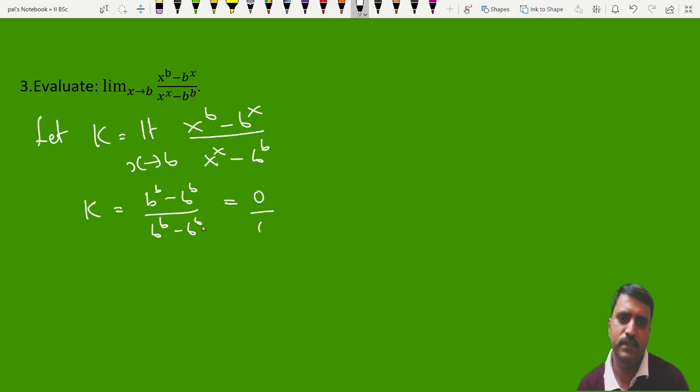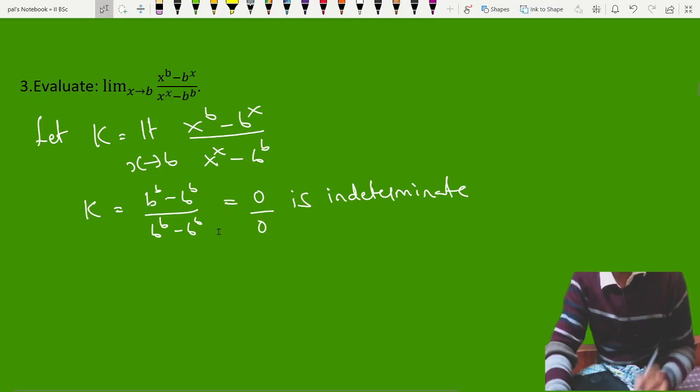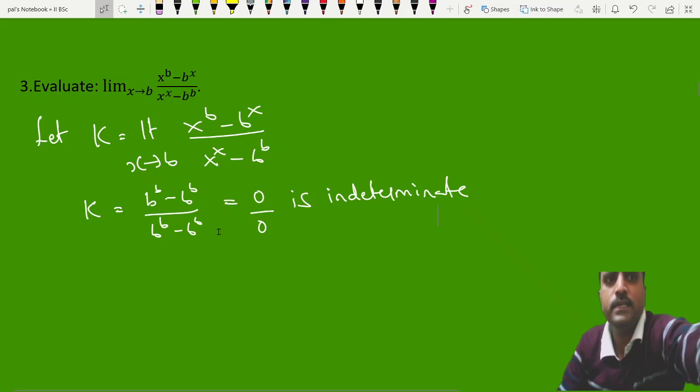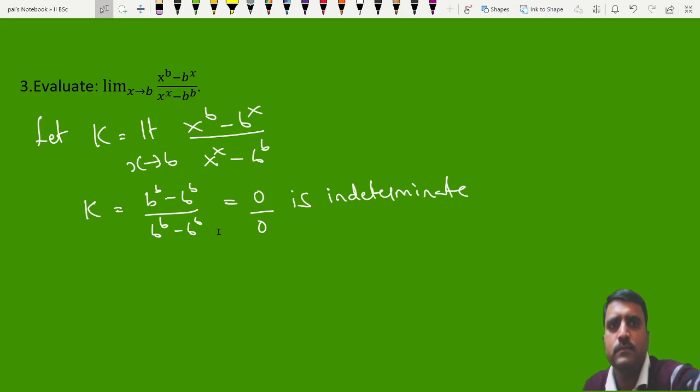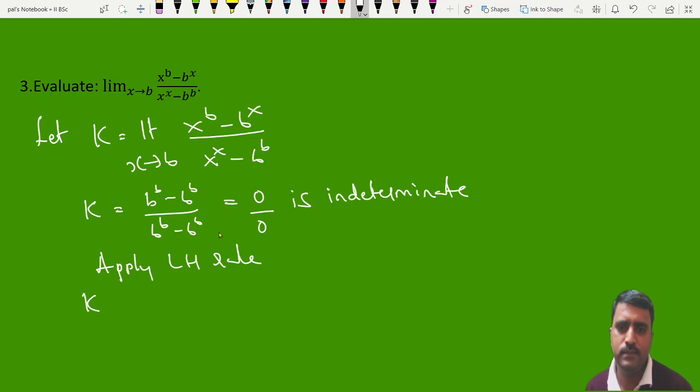As all of you know, it is 0 by 0, which is indeterminate. So when it assumes an indeterminate form, you apply the L'Hospital rule here. Then k is equal to, you have to differentiate this.